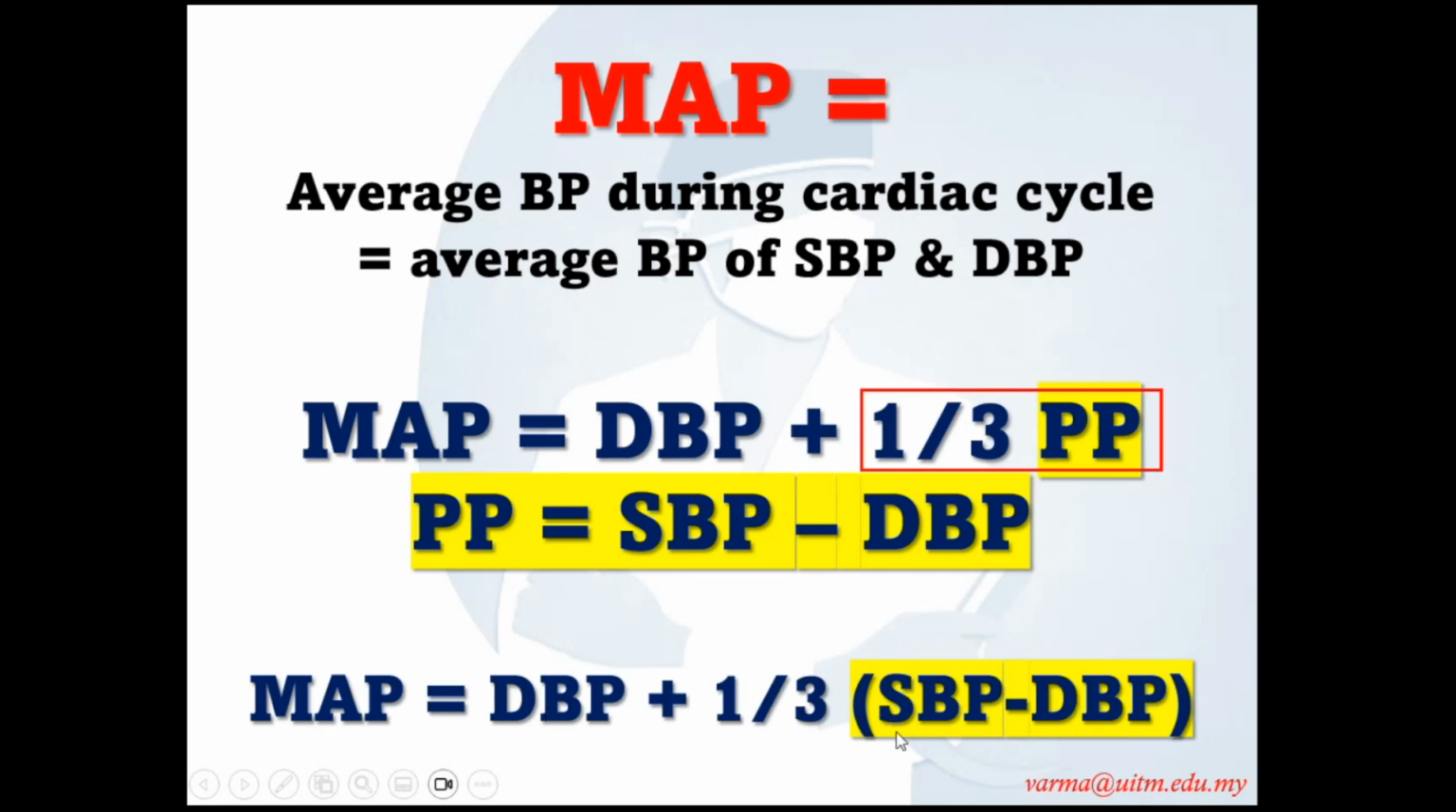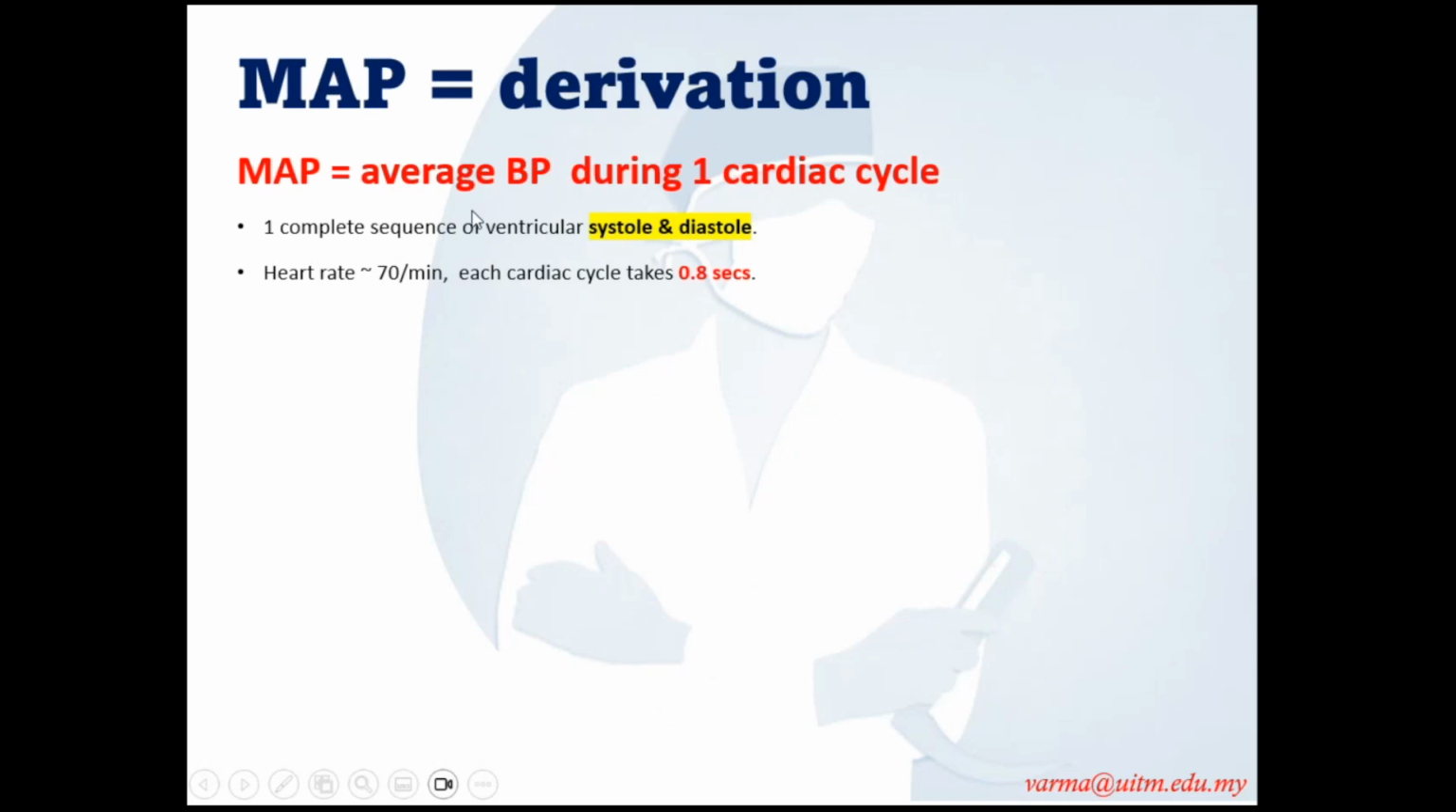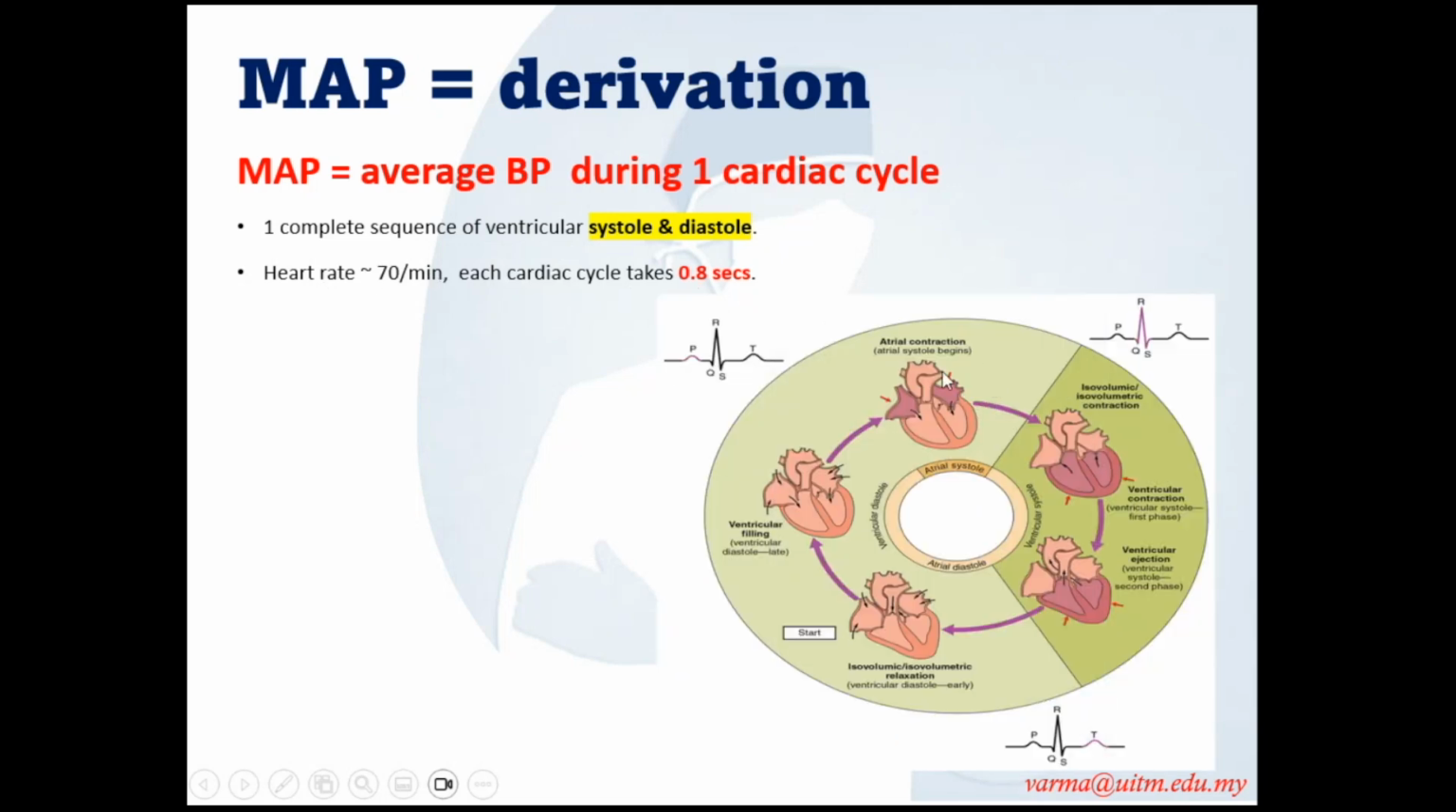So why is there 1/3? This is just a simple arithmetic calculation, a derivation. I'm just going to go very fast. Again, MAP is the average during one complete sequence of ventricular systole and diastole. Cardiac cycle means one complete sequence of ventricular systole and diastole. In a patient with a normal heart rate, it takes around 0.8 seconds. So you can see 1/3 is systole, 2/3 is diastole. I'm not going to go into detail about the cardiac cycle.